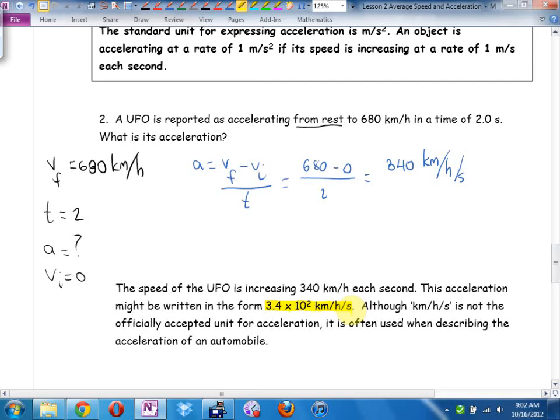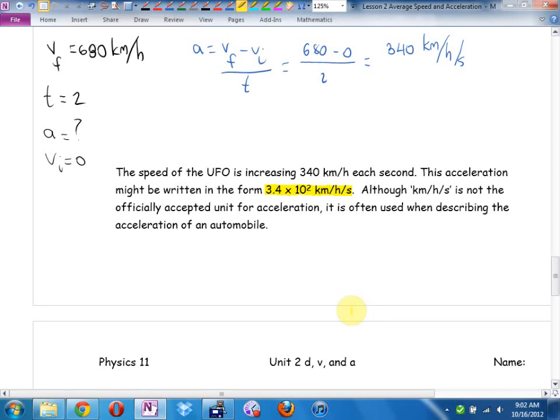Although kilometers per hour per second is not the officially accepted unit for acceleration, it's often used when describing the acceleration of an automobile. Why? Because what do speedometers show on an automobile? Meters per second? Kilometers per hour. But when you're timing, what are you probably timing in? Hours? Seconds. I'm not a big fan of that unit myself.